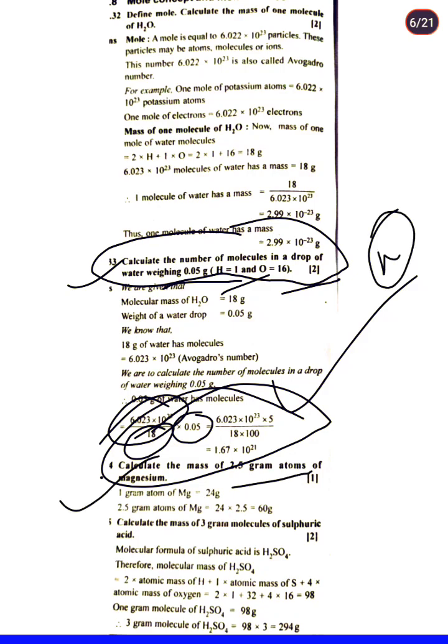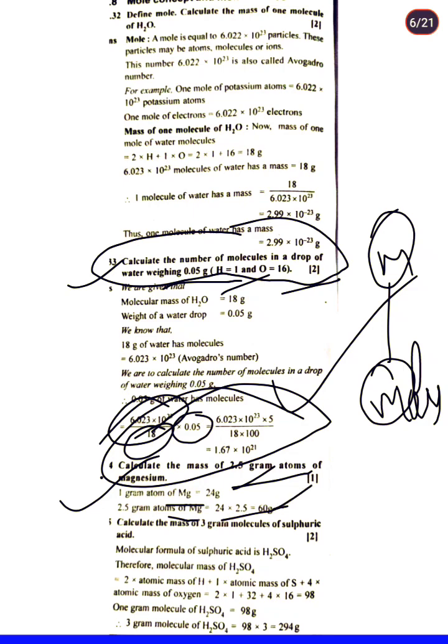Okay, to calculate the moles, and after that calculate the mass of 2.5 gram atom of magnesium. To calculate the mass, 1 gram atom of magnesium is 24 gram, and for 2.5 gram atom of magnesium, multiply by 24, the gram atomic mass, that will give 60 gram.